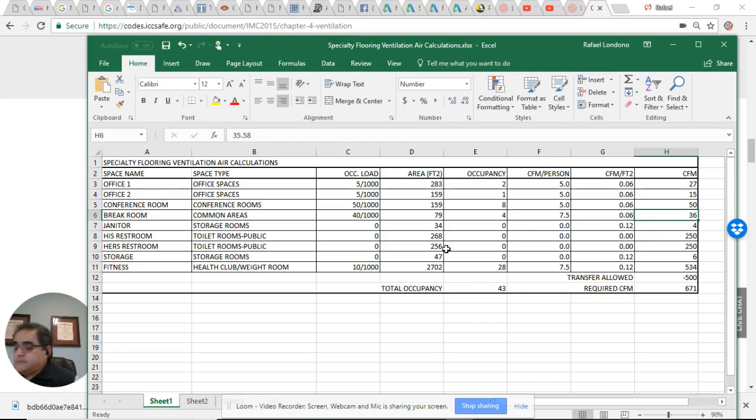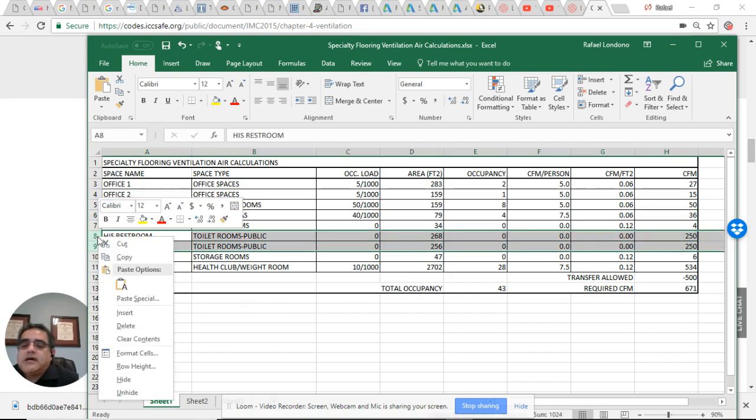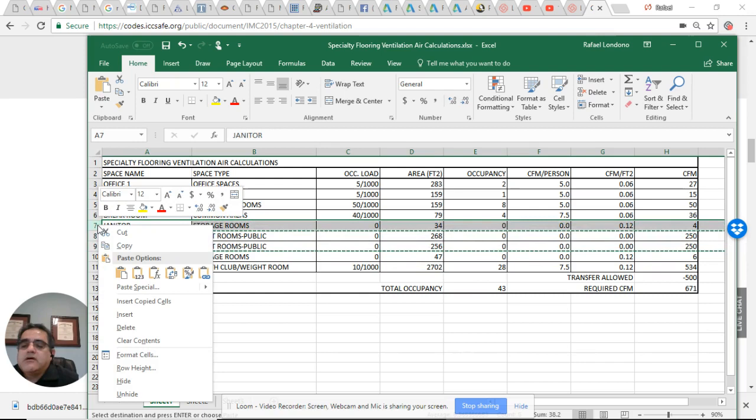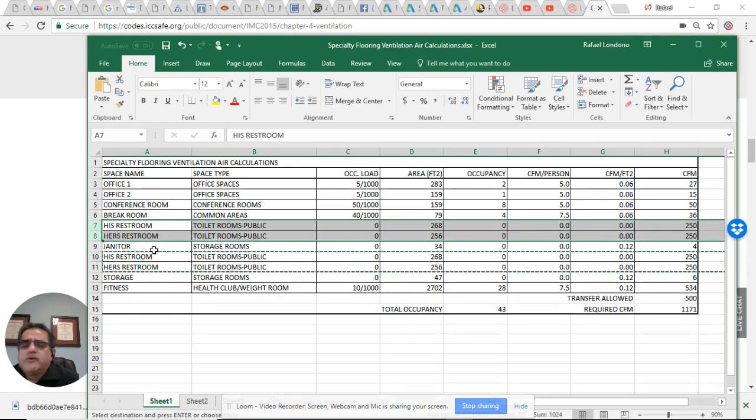Then we have two bathrooms, his and hers. I'm just going to take these and copy them both. And then right underneath the break room, on the janitor, I'm going to right click on it and click insert copied cells. So I'm just moving them up really.